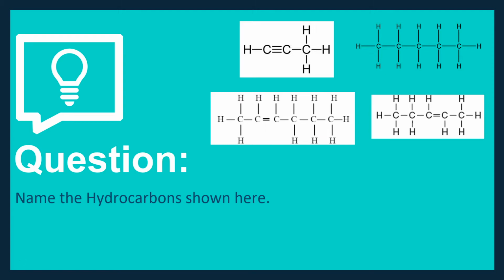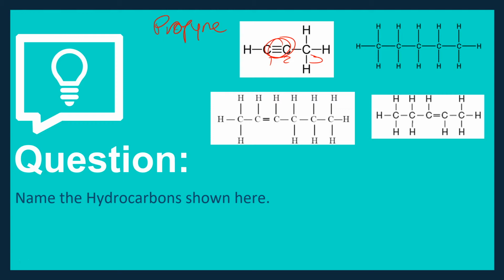Alrighty, so let's go through these. All right, this first one up here has 1, 2, and 3 carbons. If you go back and look at the list, 3 is meth, eth, prop. So we know that this first one must begin with prop, and we can see it's got a triple bond here, so that tells us it's yne. So our first one is propyne.